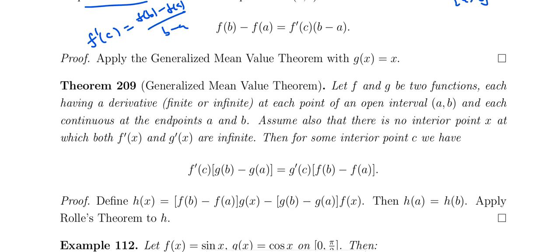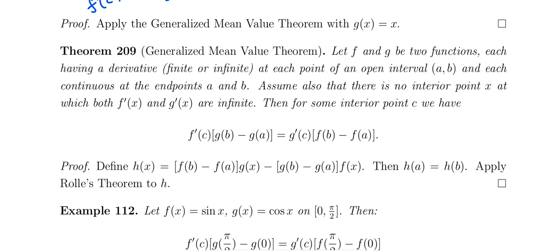Each having the derivative in the open interval (a, b), and each continuous including at the endpoints a and b. Okay, if the derivative exists then continuity is implied, that is why the statement is given like this. And assume also that there is no interior point x at which f'(x) and g'(x) are infinite. So there will be no interior point where infinity occurs.